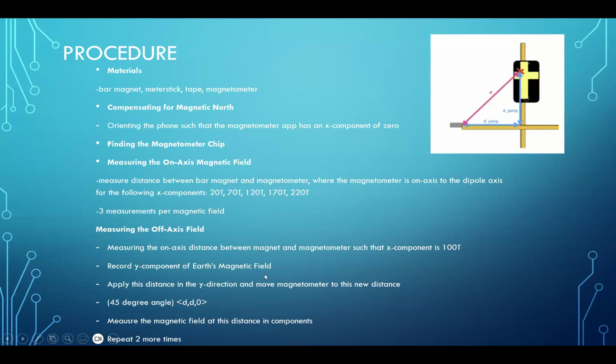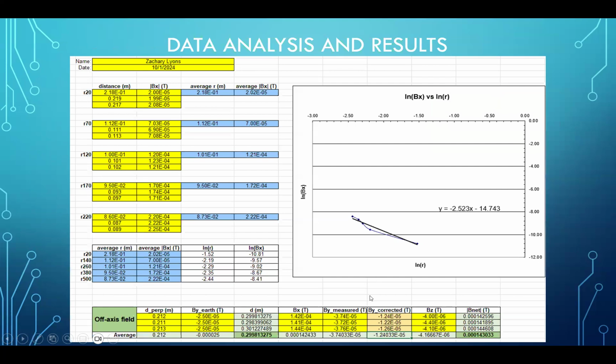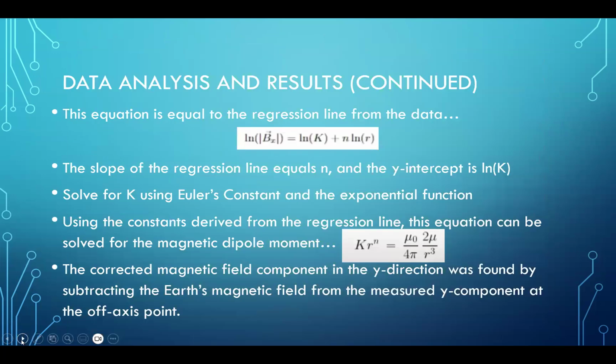And then we had to measure the off-axis field. So we measured a distance away 45 degrees from the dipole, and then we measured the magnetic field at this distance, and we repeated it 2 times. Here is our experimental data for the lab. As we can see here, as the magnetic field gets greater, our distance away gets closer. And here is our line of regression for the magnitude of the X component of the B field as distance increases. So our data here was represented.